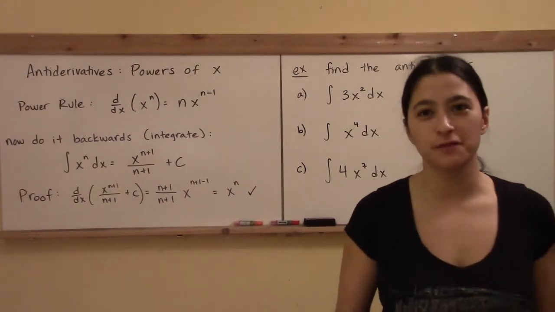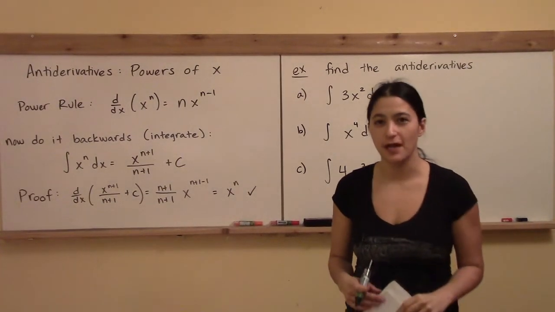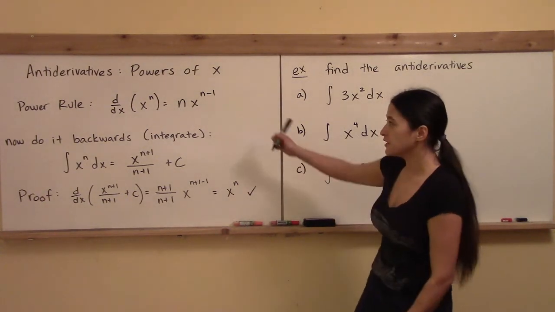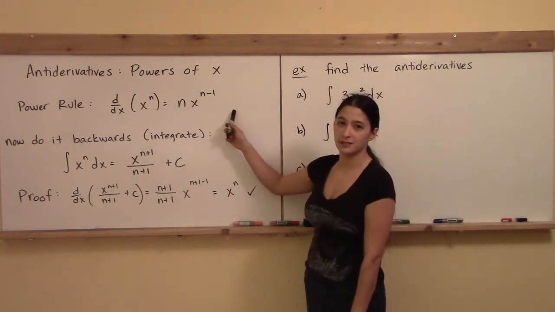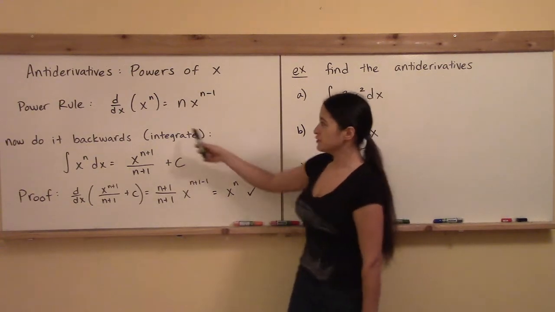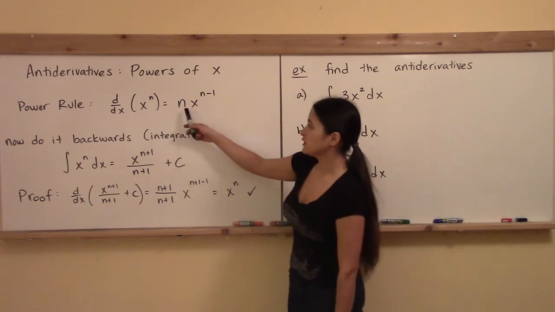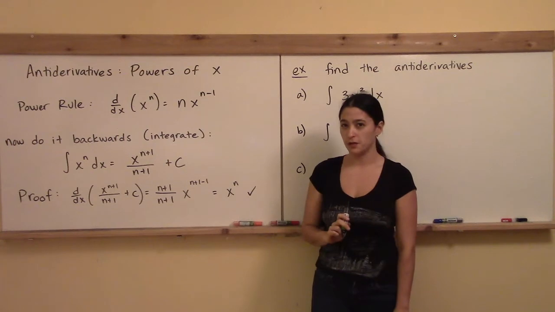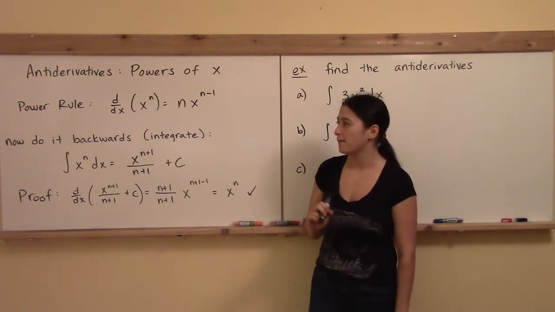Let's get a little more familiar with antiderivatives by practicing them on functions which are just a power of x. Now if you recall, we have a nice rule that tells us how to differentiate a power of x. It's known as the power rule. The derivative of x to the n is equal to n x to the n minus 1. Now for integrals, or antiderivatives, we need to do that backwards.